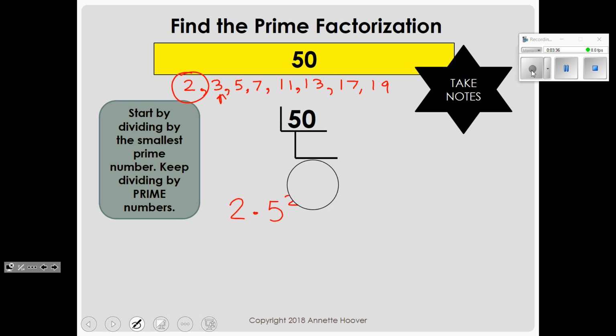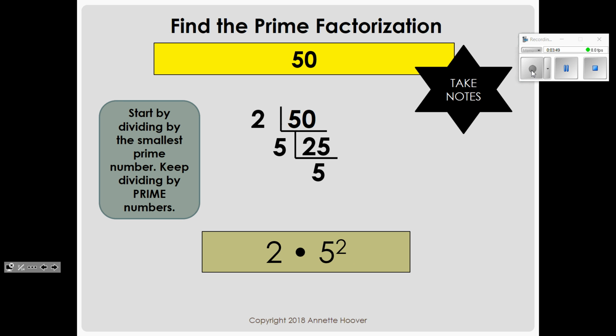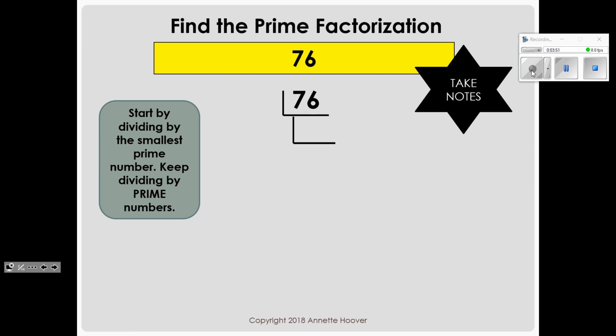Now we're going to use this in just a minute to find the greatest common factor of 2 numbers. But I just wanted to spend a little time getting you used to this method of finding the prime factorization of a number in case you need this to find greatest common factor. Just a little more practice here with the same thing.